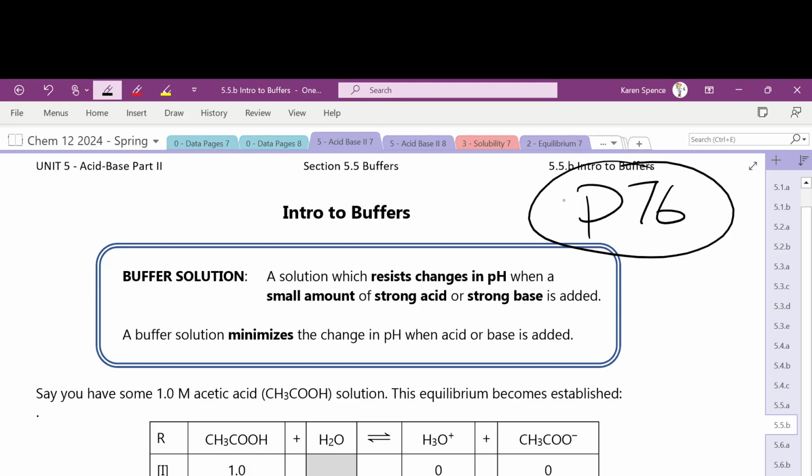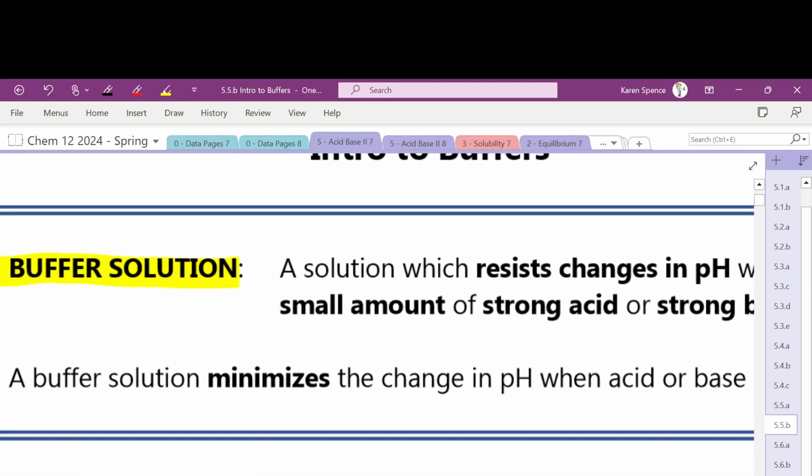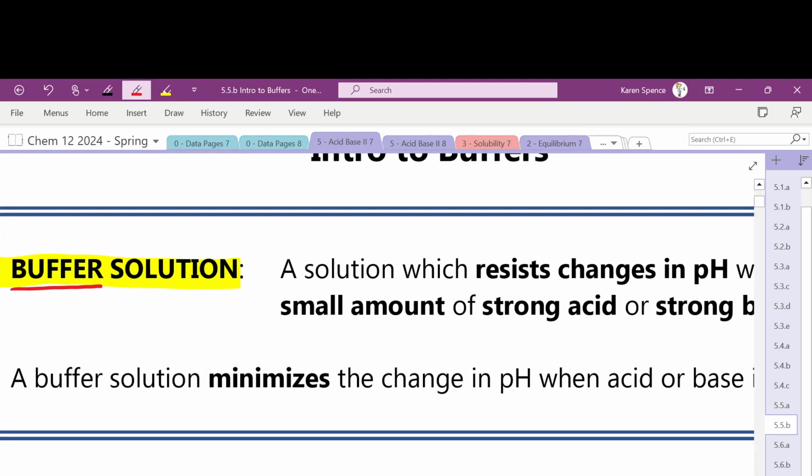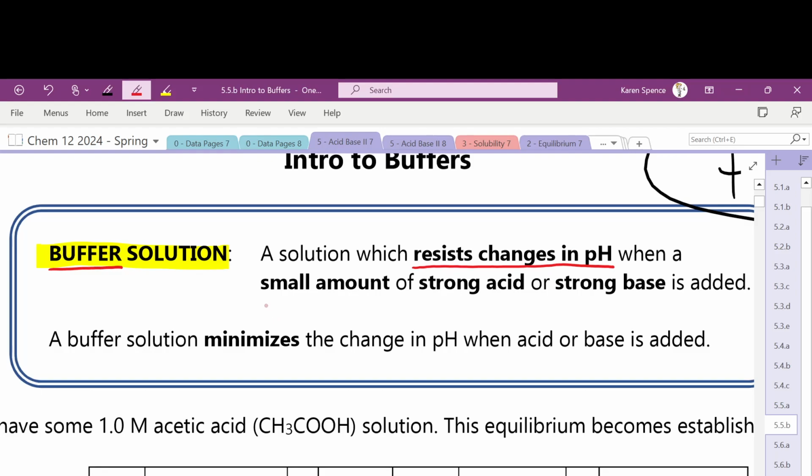All right. Buffer solutions. A buffer solution, you may have come across it in biology if you've taken biology 12. It is a solution which resists a change in pH. Okay? And it resists a change in pH when we add a small amount, not a huge amount, but a small amount of strong acid or strong base. So what it's doing is it is minimizing the change in pH when you add acid or base.